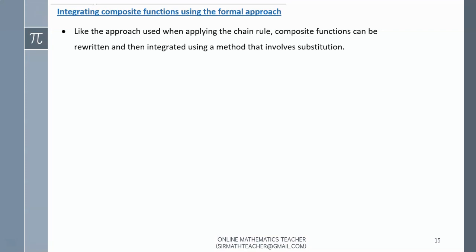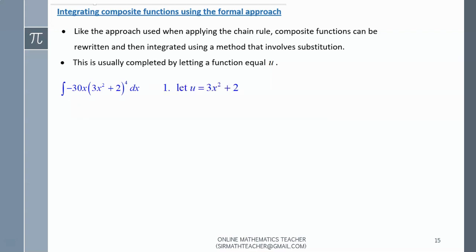Integrating composite functions using the formal approach. Like the approach used when applying the chain rule, composite functions can be rewritten and then integrated using a method that involves substitution. This is usually completed by letting a function equal u. Consider this example. Let u equal 3x squared plus 2. Hence, rewriting the integrand, we have negative 30x u to the 4 dx.